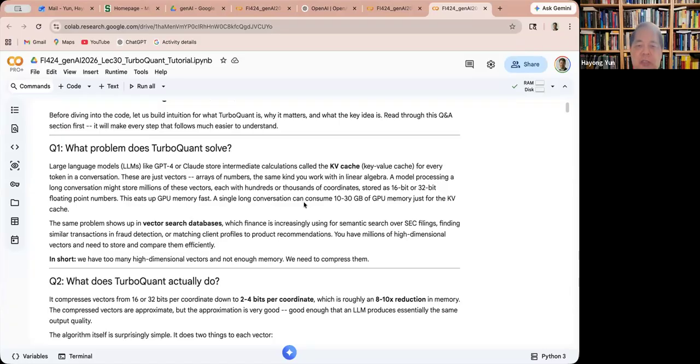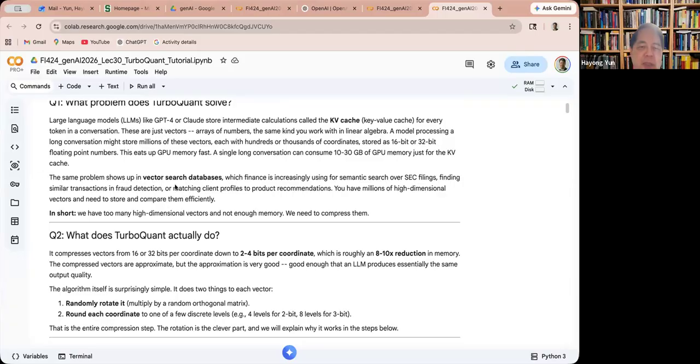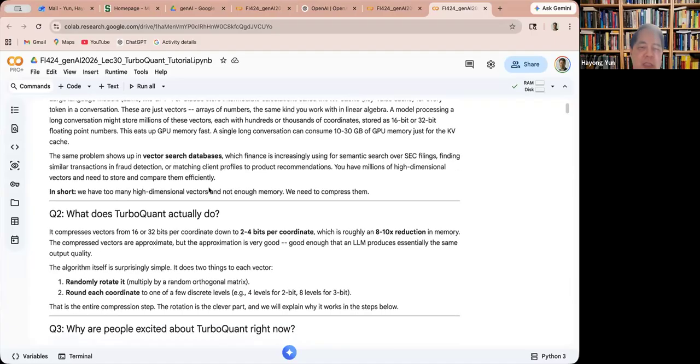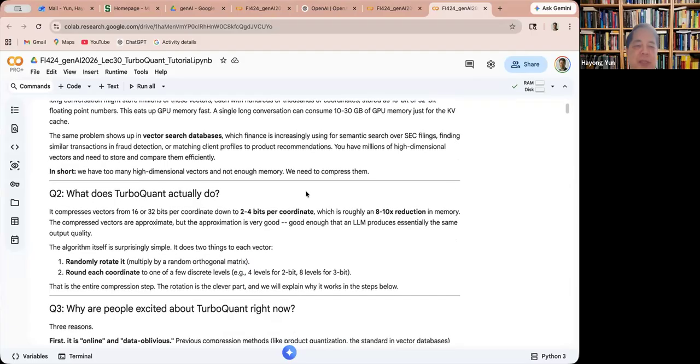So a single long conversation can consume 10 to 30 gigabytes of GPU memory just for the KV cache. And there are similar problems in vector search databases, like in finance for semantic search over SEC filings, for example. There are many applications like this anyway. So we have too many high dimensional vectors and not enough memory, and we need to compress them.